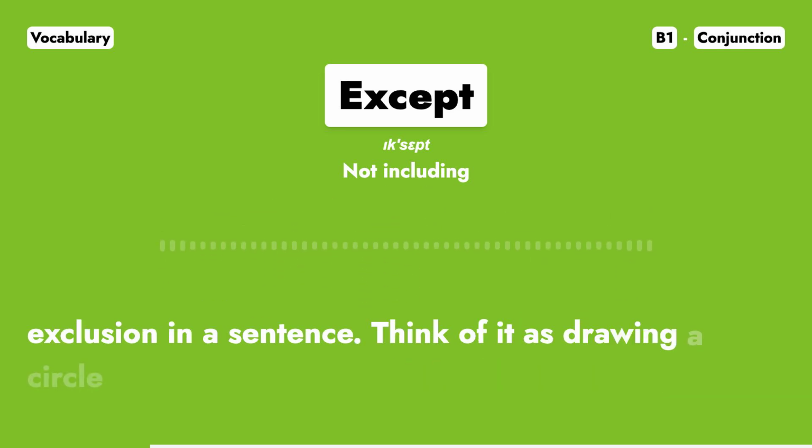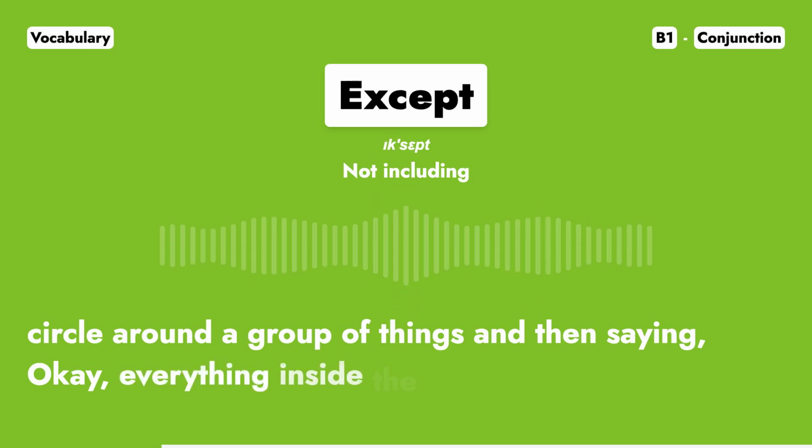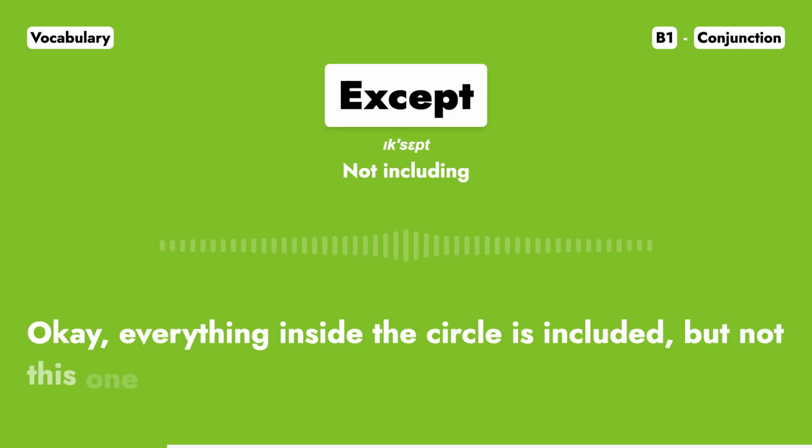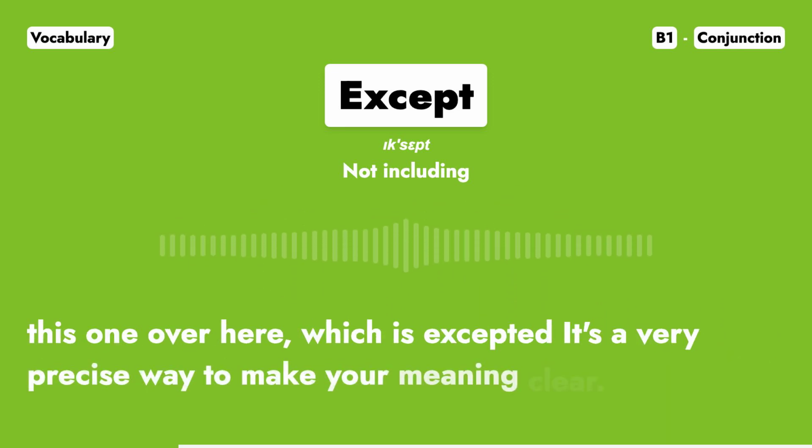Think of it as drawing a circle around a group of things and then saying, okay, everything inside the circle is included, but not this one over here, which is accepted. It's a very precise way to make your meaning clear.